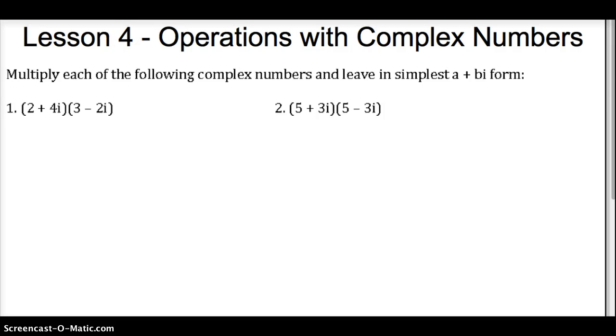All right, let's talk about operations with complex numbers. A complex number, by definition, is just any number that is in the form of a plus bi. A complex number is just a real number and an imaginary number smashed together. So 3 plus 5i is a complex number.